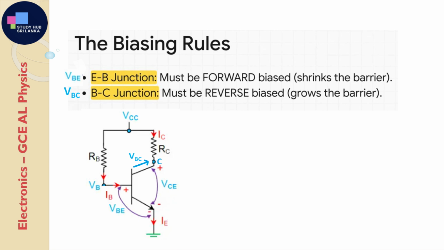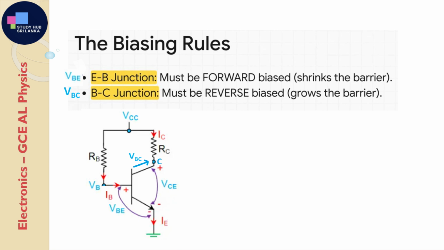And at the exact same time, the second junction, between the base and the collector, has to be reverse biased. This means we hit it with a much stronger voltage that creates a huge pull, basically yanking those electrons across toward the collector. So you have one small push and one big pull. That is the secret.